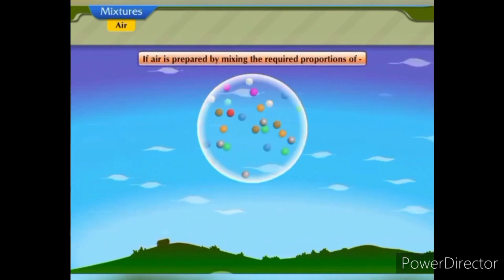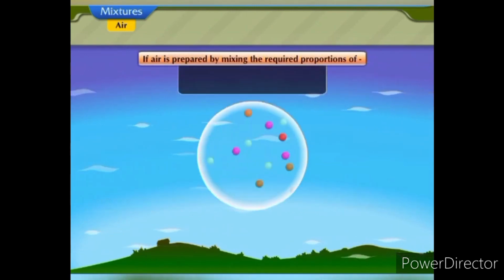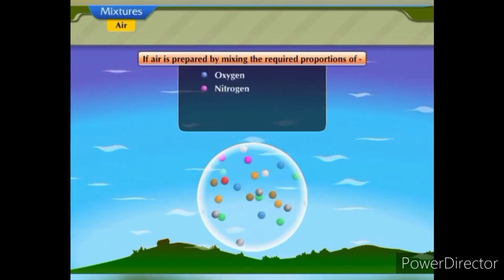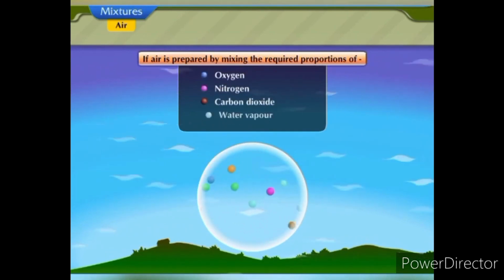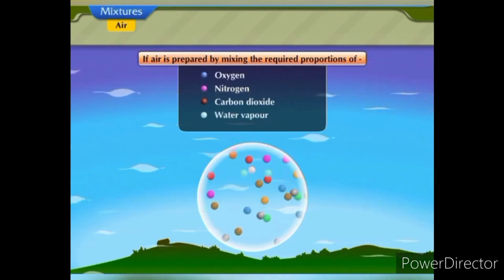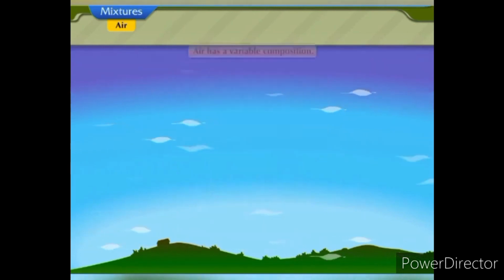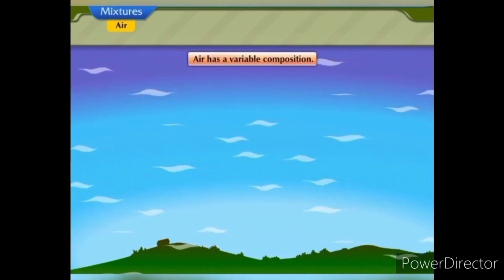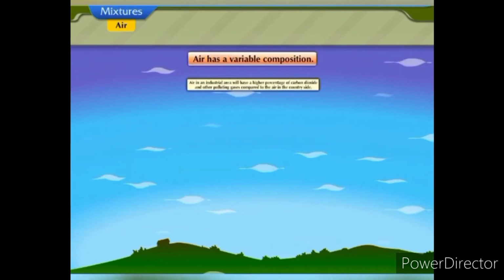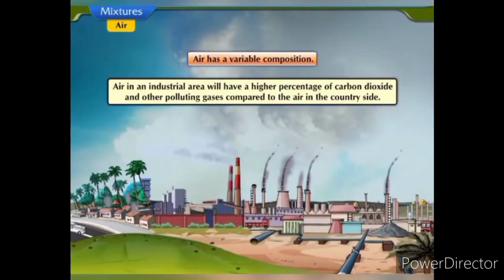If air is prepared by mixing the required proportions of oxygen, nitrogen, carbon dioxide, water vapor, etc., no chemical reaction takes place. Air has a variable composition. For example, the air in an industrial area will have a higher percentage of carbon dioxide and other polluting gases compared to the air in the countryside.